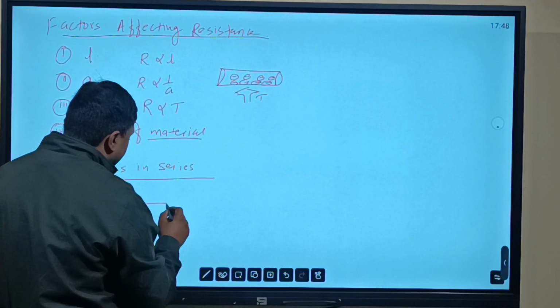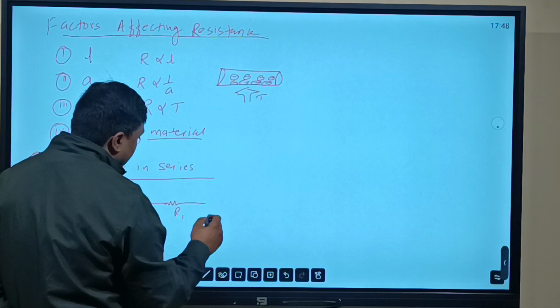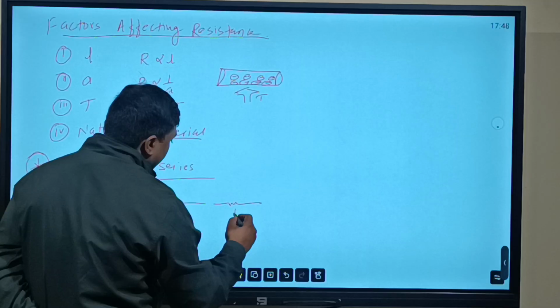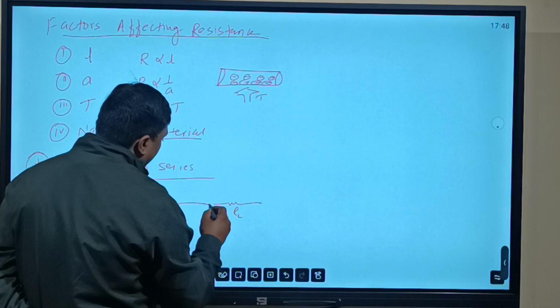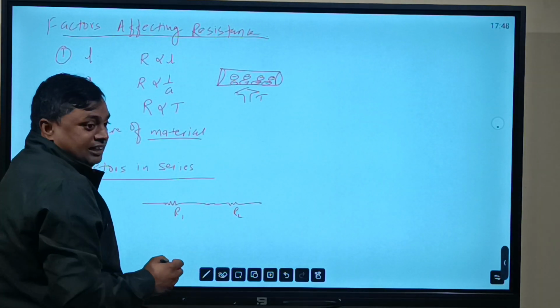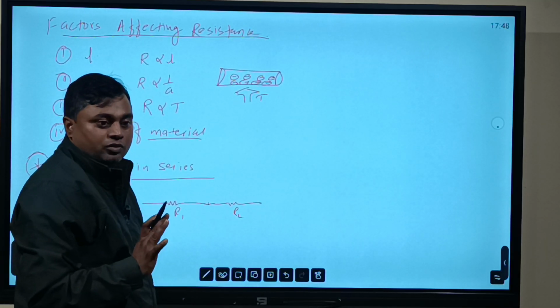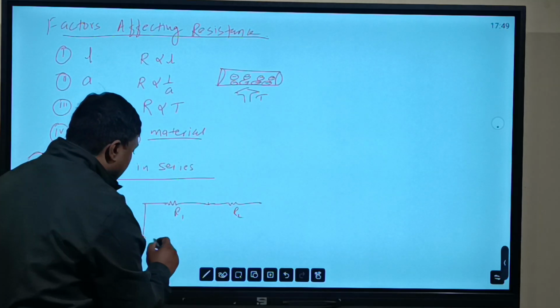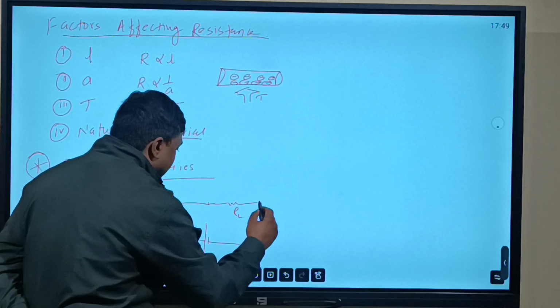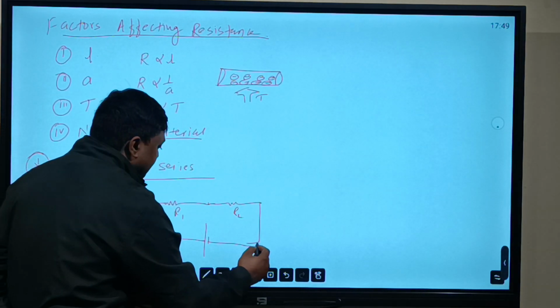Let's take this as one resistor R1 and another resistor R2. If 2 resistors are connected in such a way that one end of each resistor is connected to one end of the other, such a type of connection is called a series connection. Is it clear?